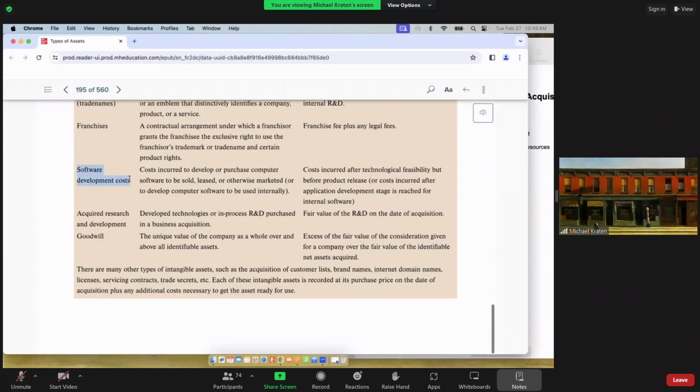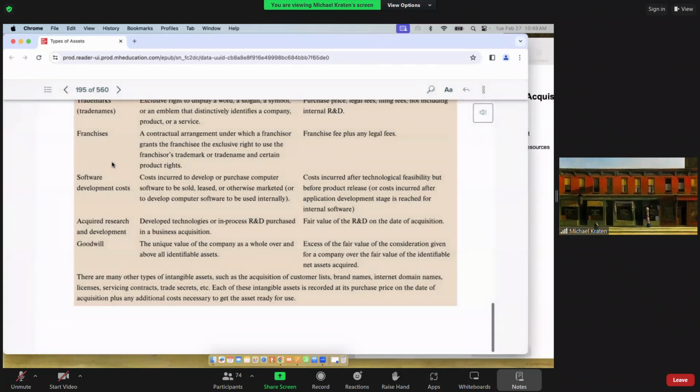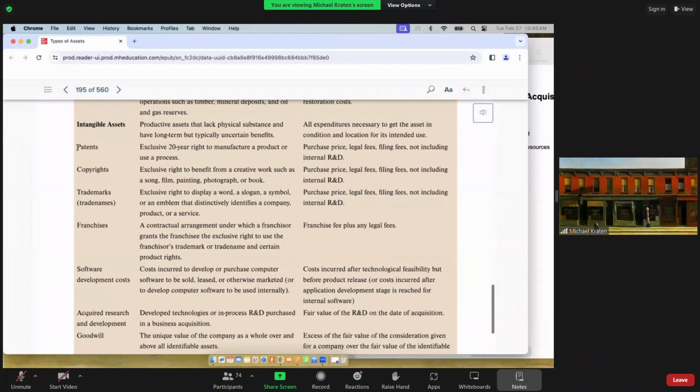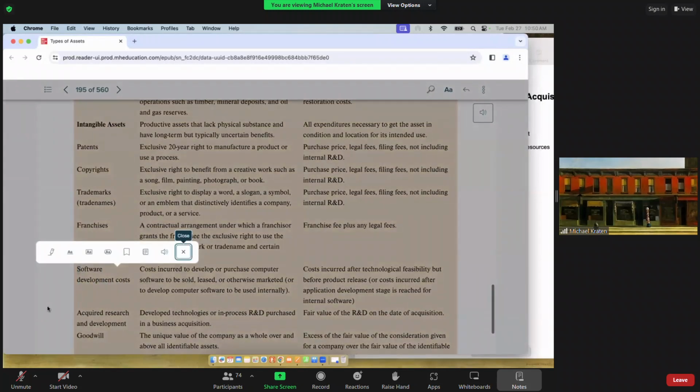Okay, software development costs. Basically, the software itself. If you create software, technically speaking, you could get a patent on the code or the language. But what the textbook author does is differentiate between a patent on something that is being manufactured versus what is essentially a patent on what is being coded.